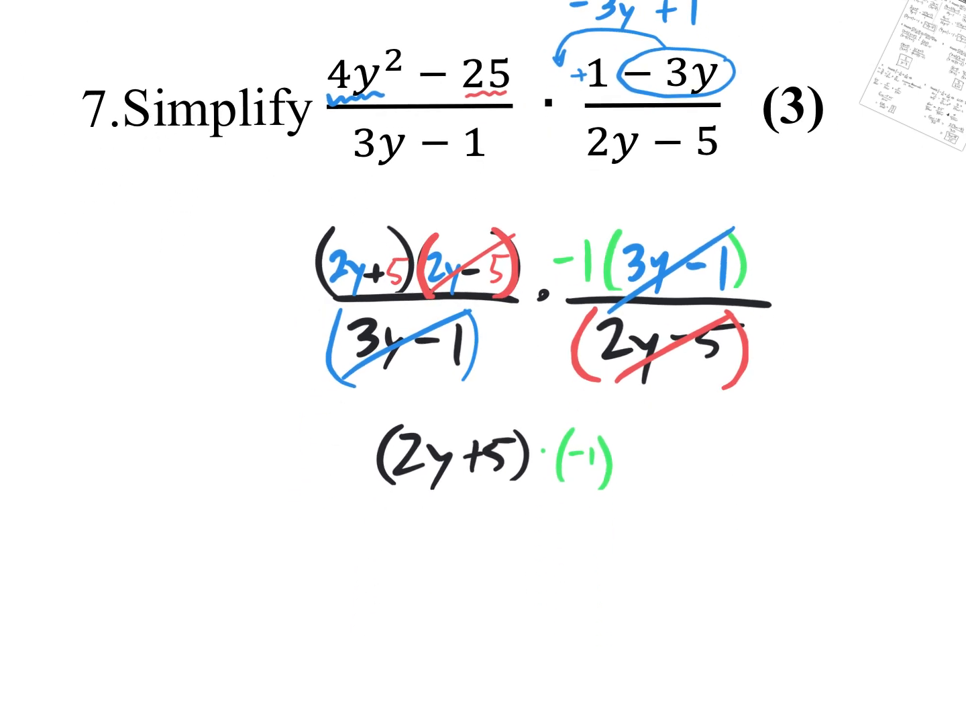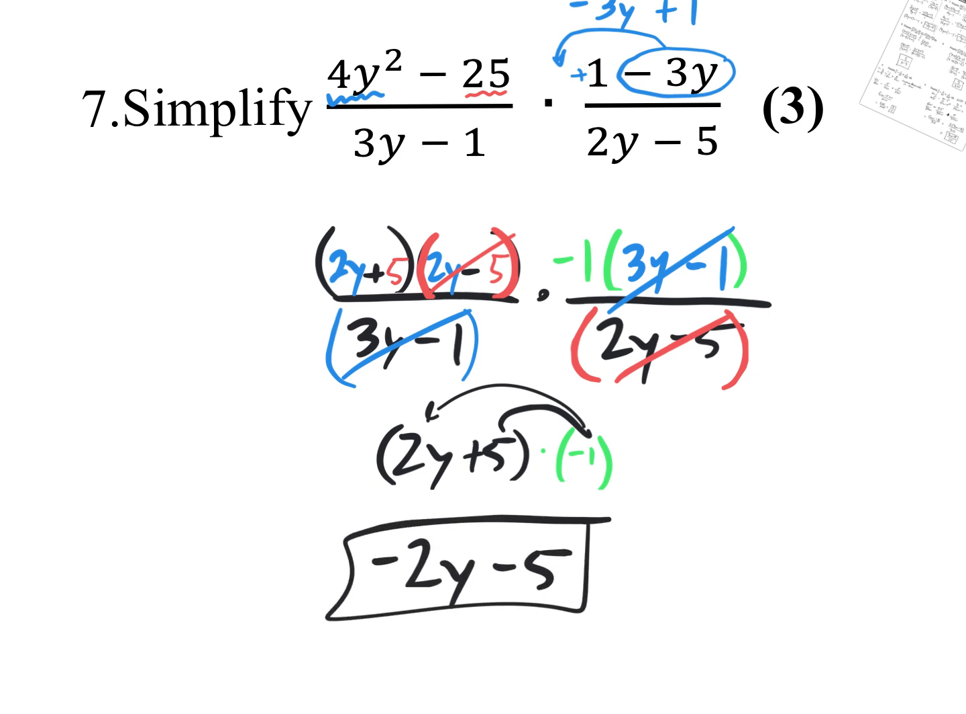And notice that there's nothing left on the bottom. So you could put it over 1, but that's kind of a waste of time writing it. Let's just distribute that and that. You're going to end up with a negative 2y and a minus 5. That's your final answer right there for number 7.